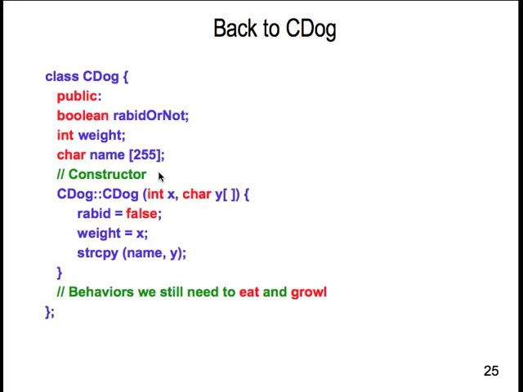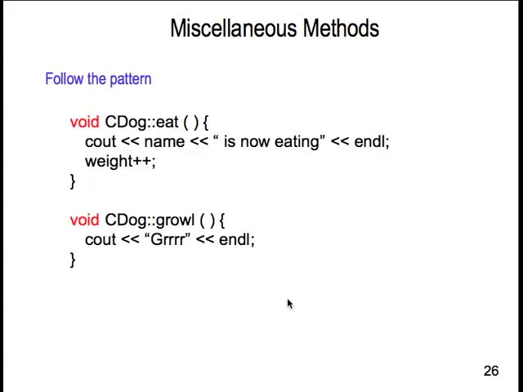So back to CDog. Inside of CDog we had the constructor here. The constructor we've looked at, and we've made a couple of instances of it. Now we can add behaviors. We need to add behavior to eat, growl, sleep. We can essentially make this dog do whatever it is we want it to do through programming.